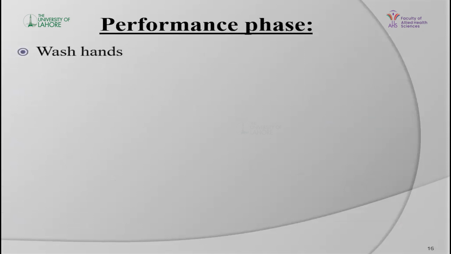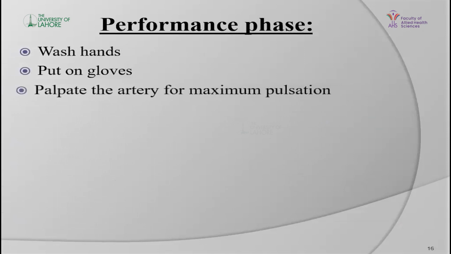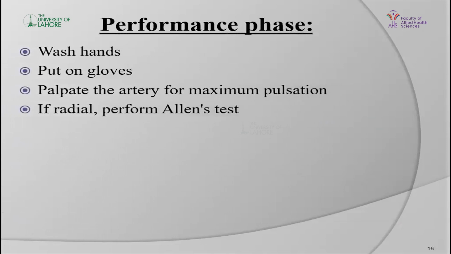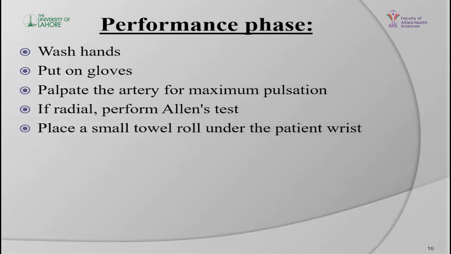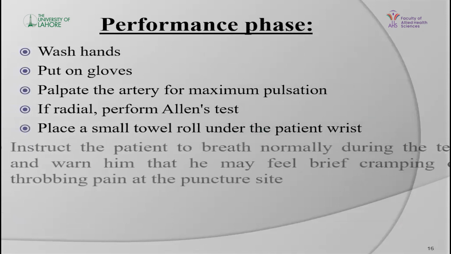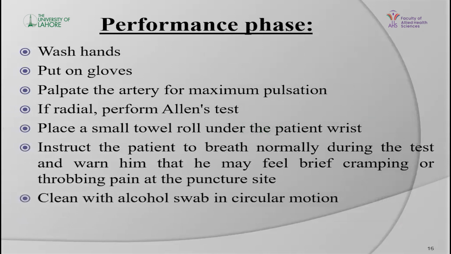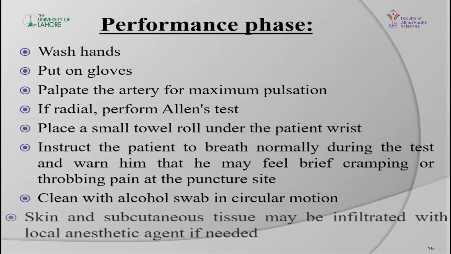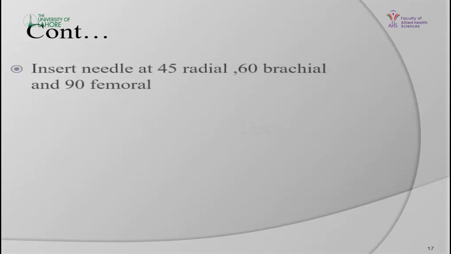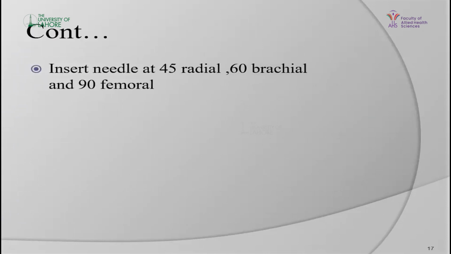Next, performance phase. Wash hands and put on gloves, palpate the artery for maximum pulsation. If radial, perform Allen's test, place a small towel roll under the patient's wrist, and instruct the patient to breathe normally during the test. Clean with an alcohol swab in a circular motion. Insert the needle at a 45 degree angle for radial puncture, 60 degrees for brachial puncture, and 90 degrees for femoral puncture.